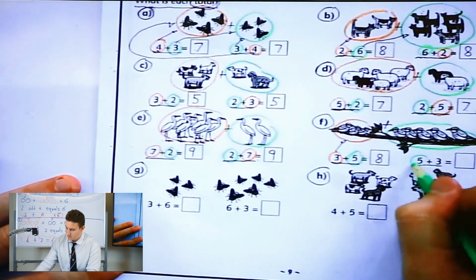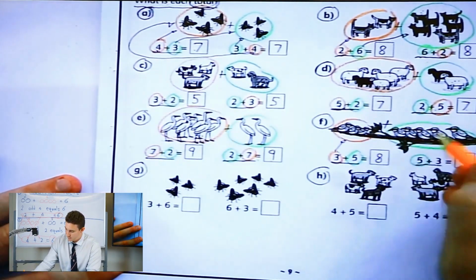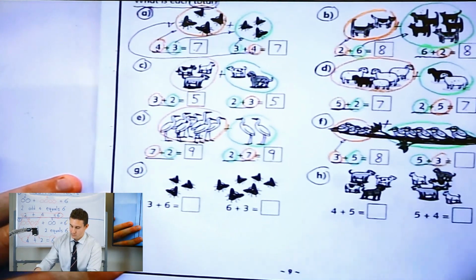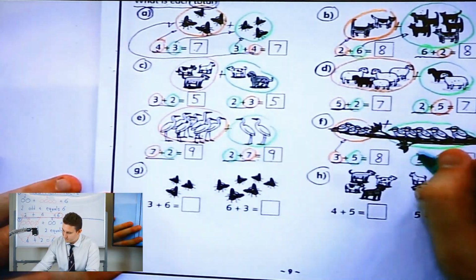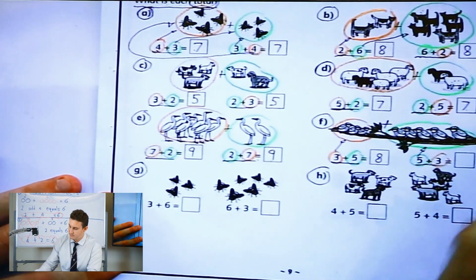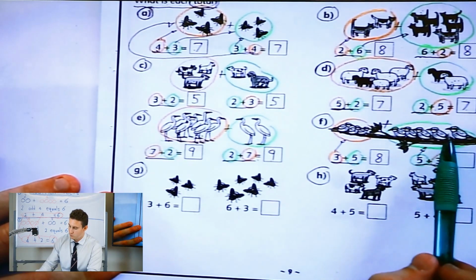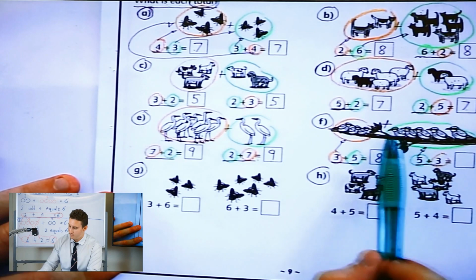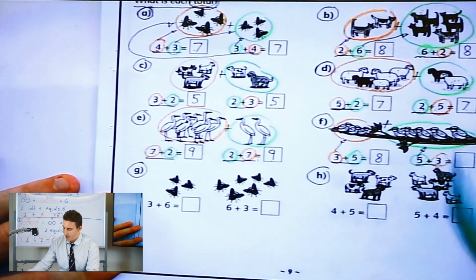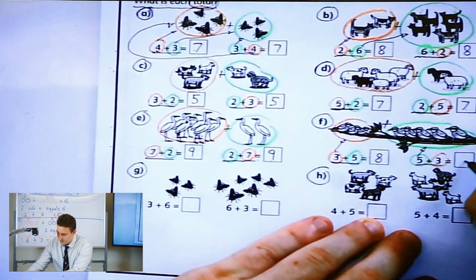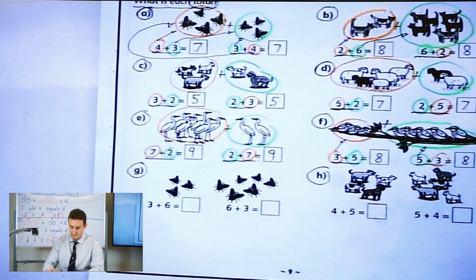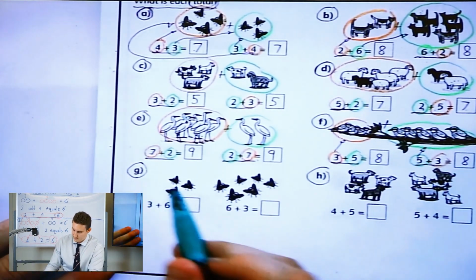Now the next sum is 5 plus 3 equals. So we know that the 5 is in green and the 3 is in orange. So let's start with the 5 this time. It's first, and let's count. 1, 2, 3, 4, 5, 6, 7, 8. Well done. 8 birds.